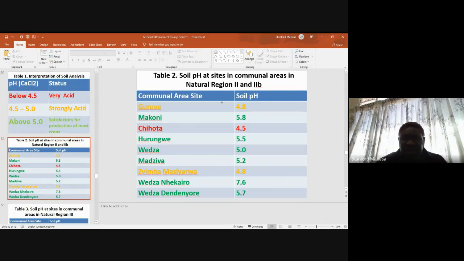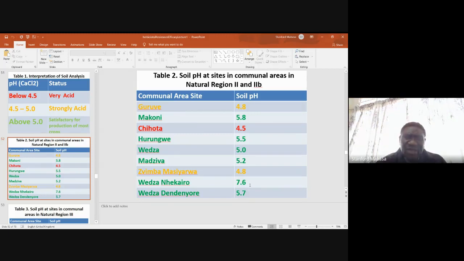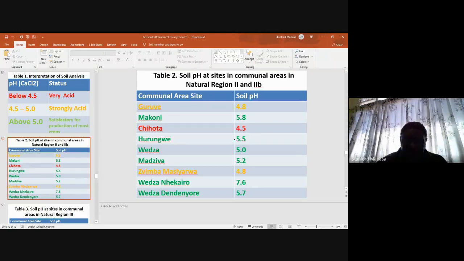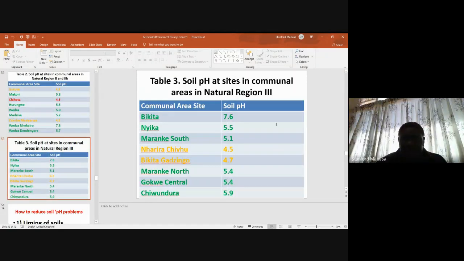Here are just examples of soils which were collected from communal areas with their respective soil pH. Here you can tell where atrazine is going to work. For example, in one area it can be problematic to use atrazine. But in some of these areas, I think atrazine can work very well.